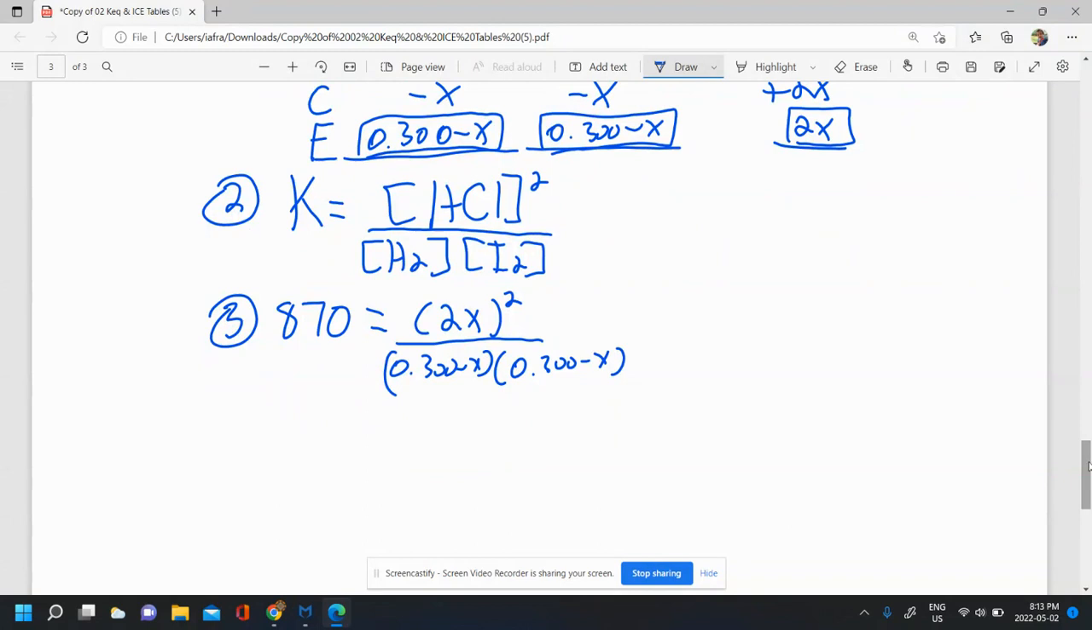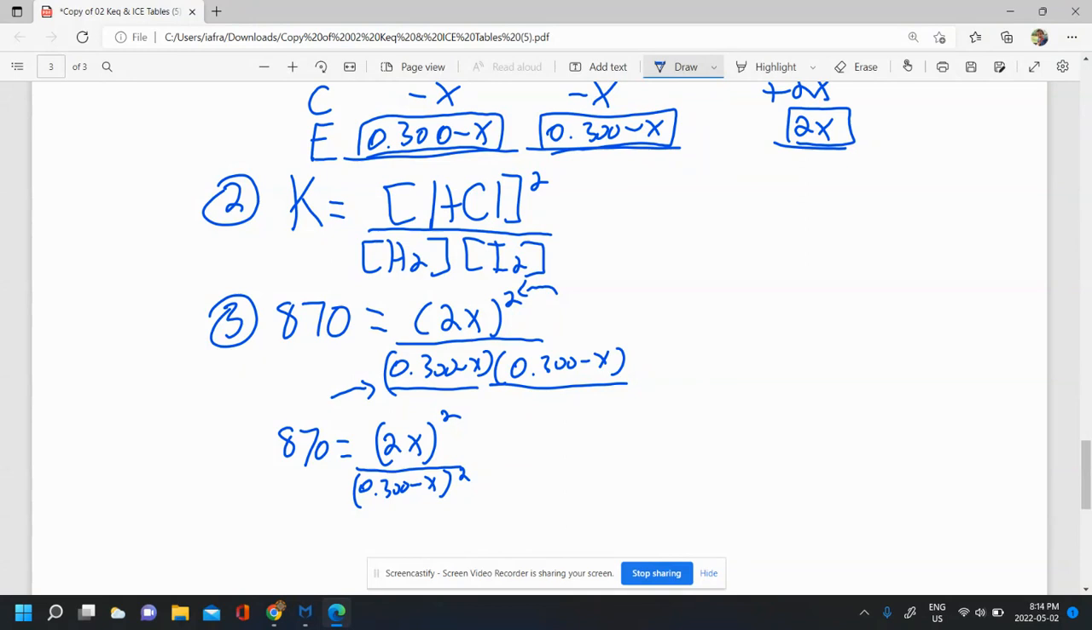Now, we have to solve for x here, and this looks pretty scary. It looks like we're going to have to bring this over to that side, distribute everything, expand, and then maybe use the quadratic formula if we can't factor. It looks kind of scary that way, but we can do something simpler. We have a nice situation where we have squared on top and also squared at the bottom. So it looks like this: 2x squared over, because these are the same bracket, same contents, 0.300 minus x squared.